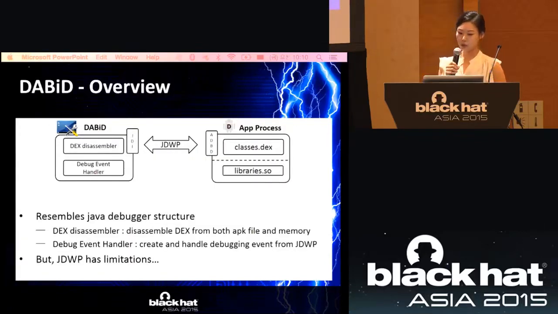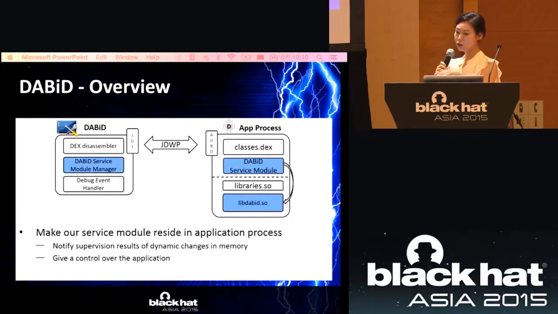So this is an overview of our work. Basically, it resembles the Java debugger structure. It has a DEX disassembler, which disassembles DEX files from both the APK and memory. There is also a debug event handler, which creates and handles debugging events from JDWP. But using JDWP has limitations from the perspective of reverse engineering. So we made our service module reside in the application process during the lifetime of the application. This DABiD service module notifies the debugger of supervision results of dynamic changes in memory and also gives control over the application.